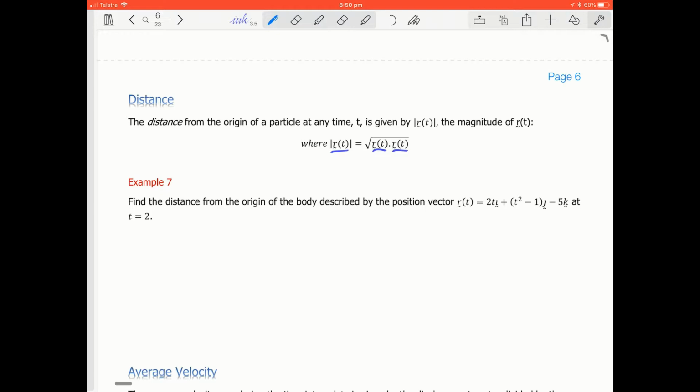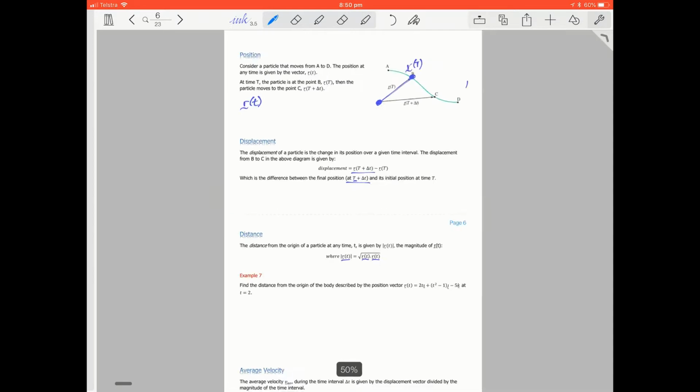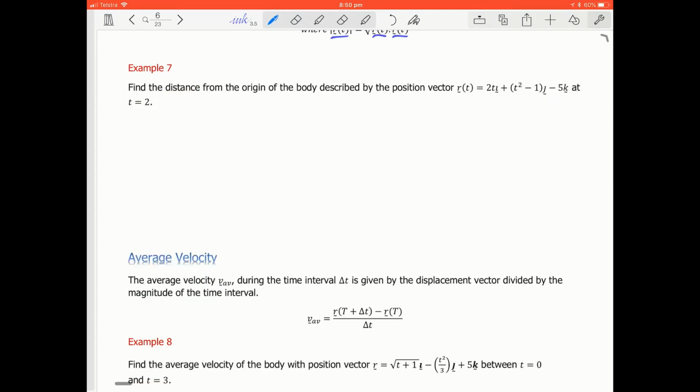Okay, find the distance from the origin of the body described by the position vector r equals 2t i plus (t squared minus 1) j minus 5k at t equals 2. So we just need to find first r of 2, which we know is going to be 4i plus (2 squared minus 1), so 3j, and minus 5k.